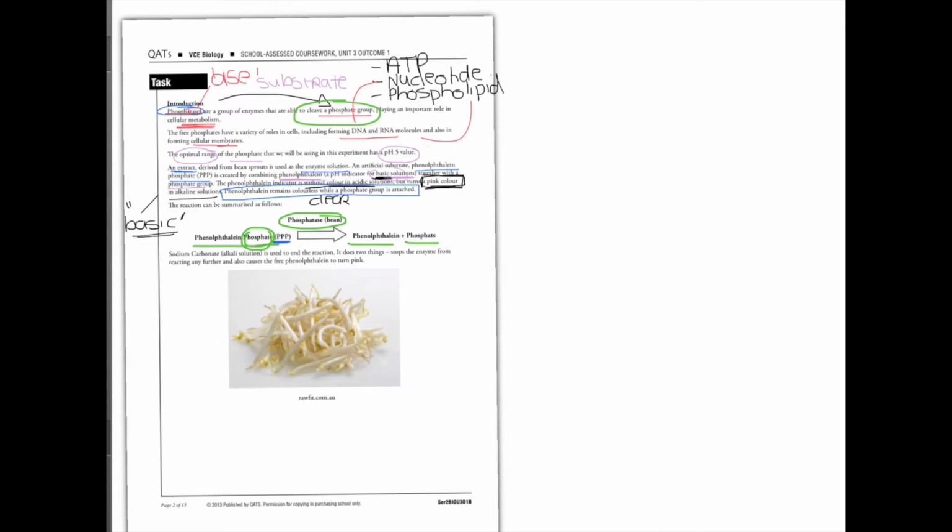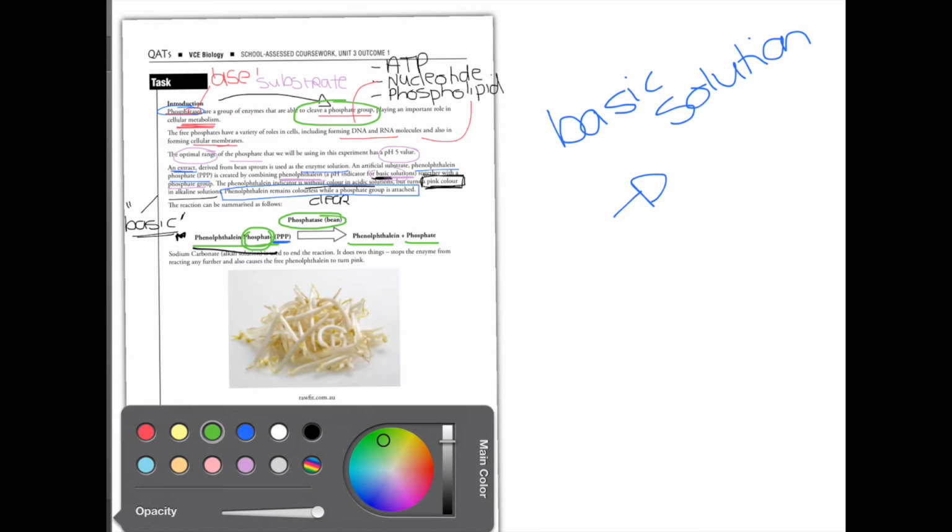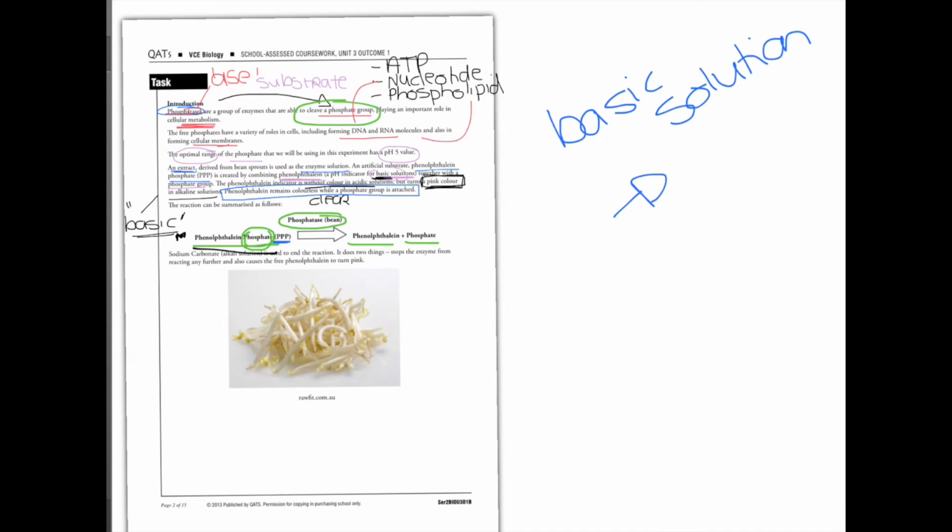Let's read through that again. It says, an artificial substance of phenylalanine phosphate, so we've got that here, is created by combining phenylalanine together with the phosphate. Great. So that's this here again. Phenylalanine indicator is without colour in an acidic solution, but turns a pink colour in an alkaline solution. So it needs to be in a basic solution, otherwise it's not going to have any colour. I'm just going to write that up here. Basic solution, we'll get a colour. And what colour do we think we'll get? It's like a pinky purple colour.